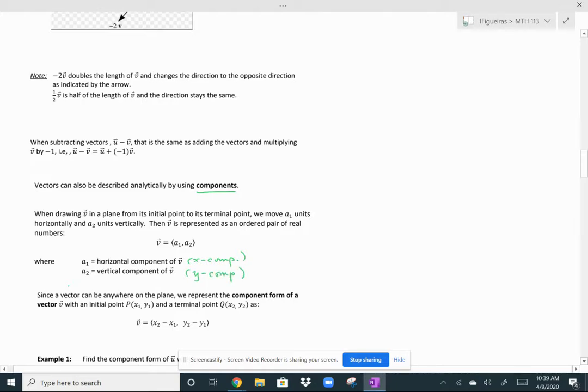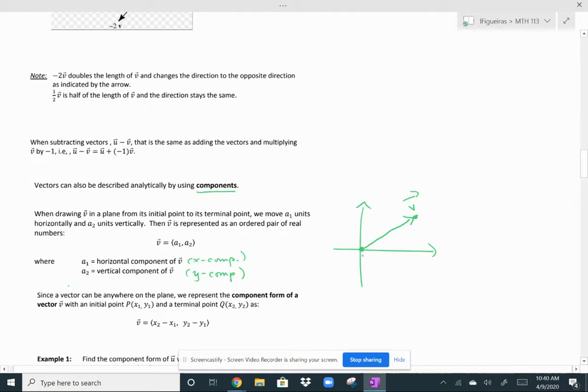Okay, and the reason this works, just from a geometric perspective, if I have a vector v, and I'm going to draw it here in quadrant 1, but vectors could be anywhere. So if this is vector v, in order to go from the initial point here, which I made the origin, to the terminal point here at the head, I had to go over a certain number of units to the right and a certain number of units up.